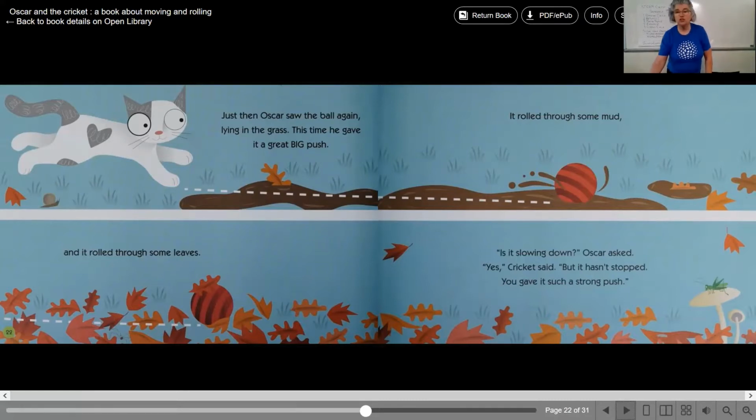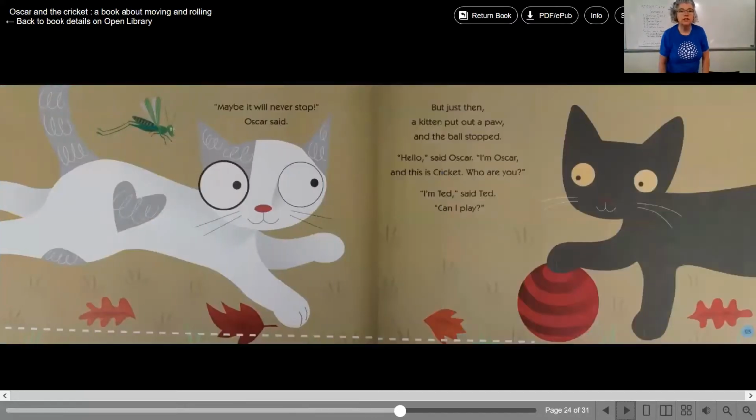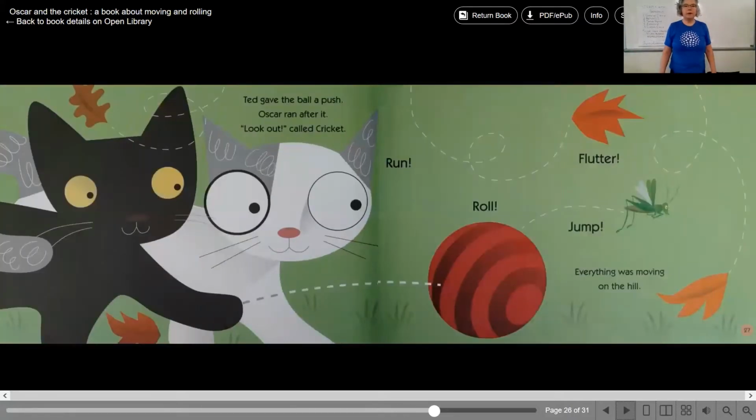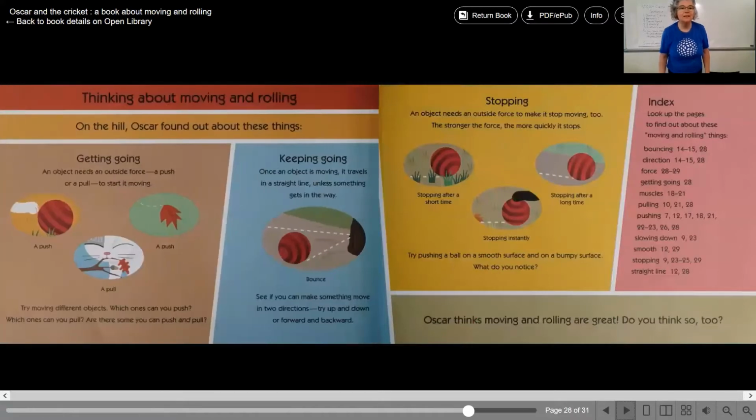You gave it such a strong push. Maybe it will never stop, Oscar said. But just then, a kitten put out a paw and the ball stopped. Hello, said Oscar. I'm Oscar, and this is Cricket. Who are you? I'm Ted, said Ted. Can I play? Ted gave the ball a push. Oscar ran after it. Look out, said Cricket. Run, roll, flutter, jump. Everything was moving on the hill.